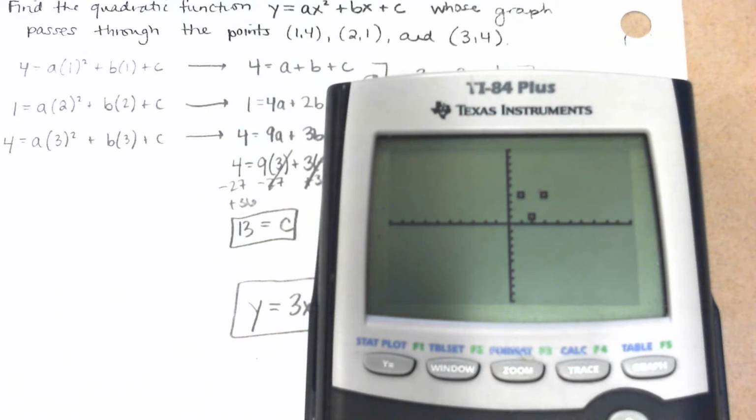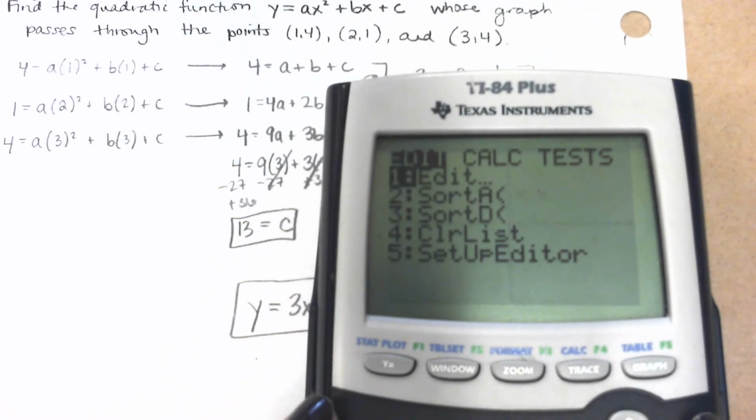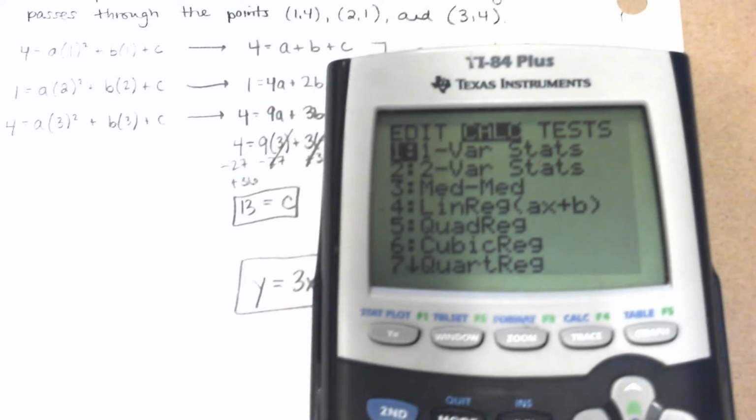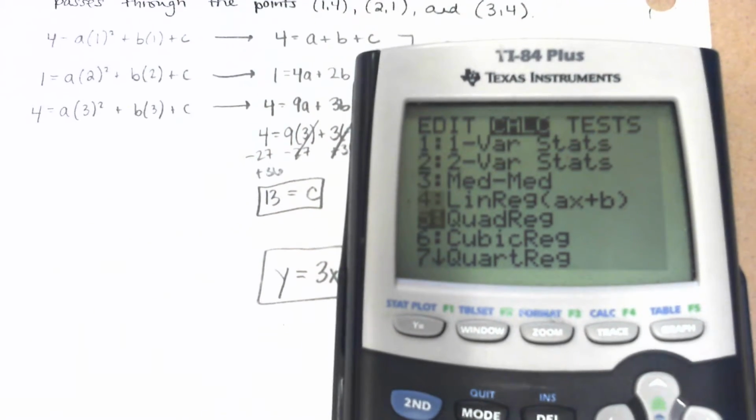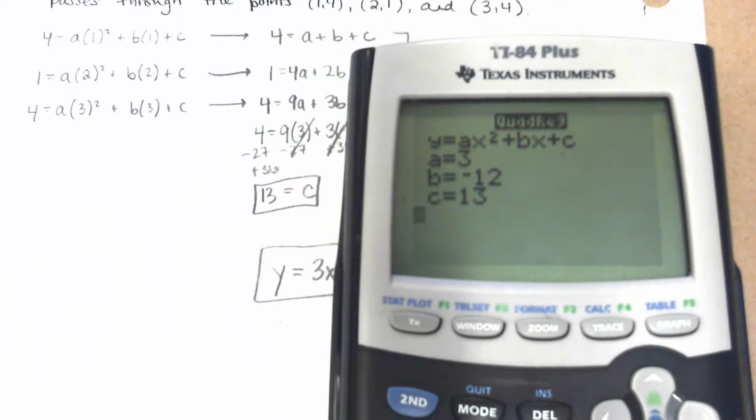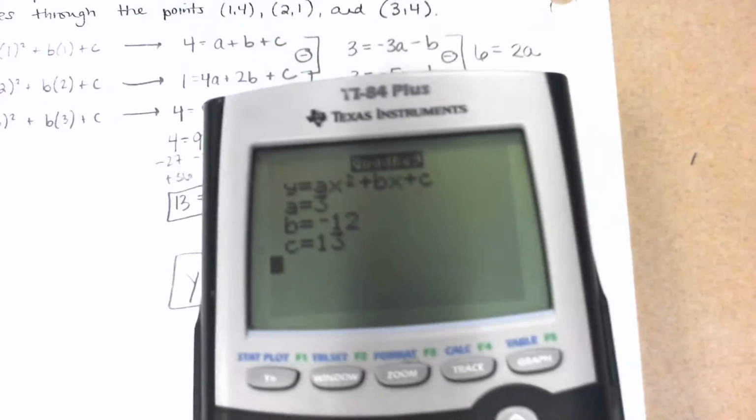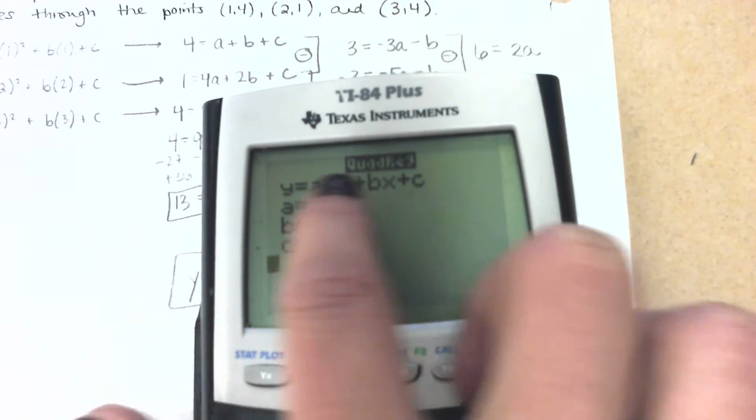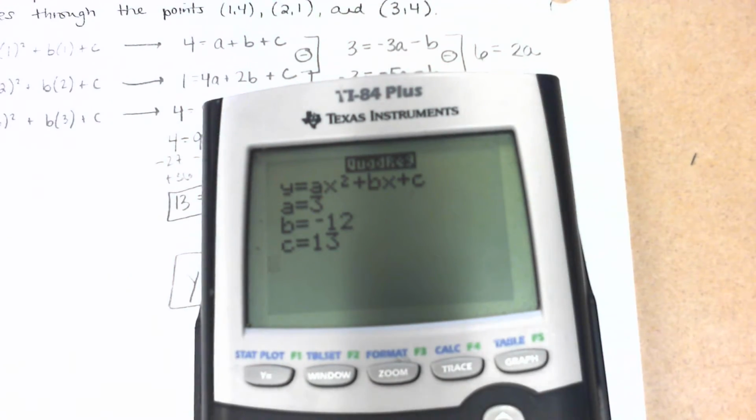And then you run a regression. So stat, calculate, and knowing it's a quadratic, if you run a quadratic regression, your x coordinates are in list 1, your y coordinates are in list 2. Calculate, A is 3, B is negative 12, C is 13. And they give you the format for the best fit equation up top.